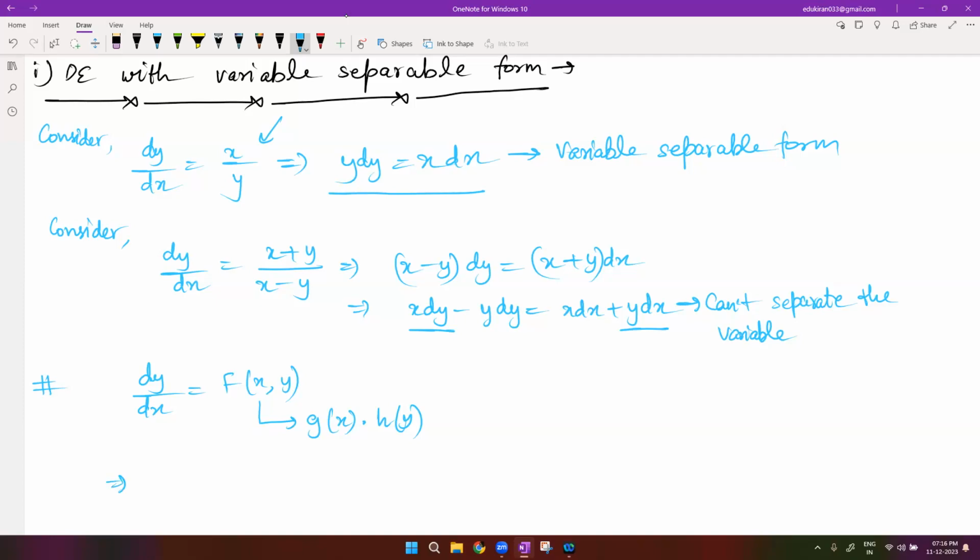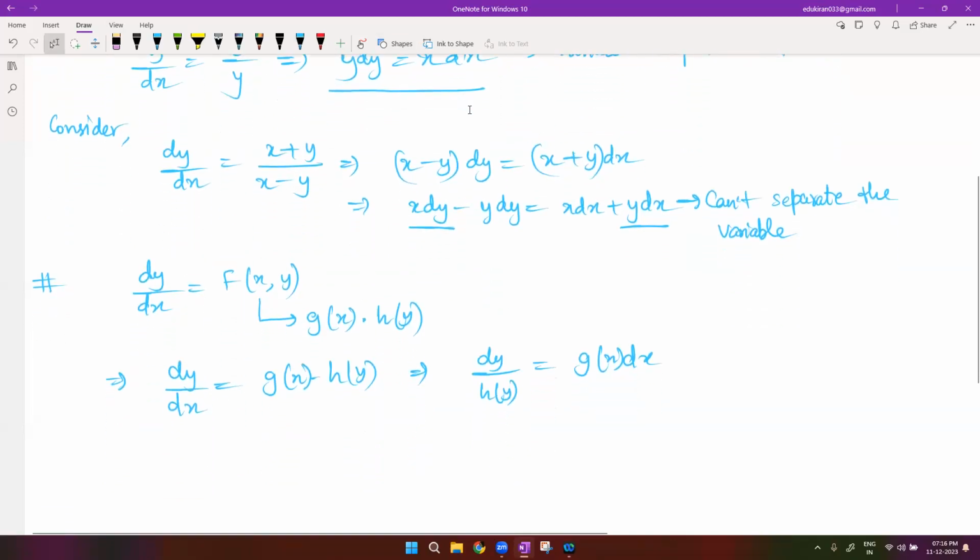So this differential equation can be written as g(x) into h(y). And now you can take all the x with dx, you can take all the y with dy. So dy upon h(y) is equal to g(x) into dx. All the x with dx, all the y with dy. Now simple, you integrate this equation, integrate both sides to find the solution.